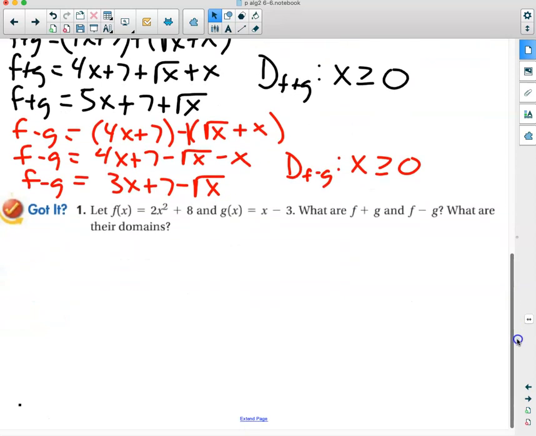So these, I'd like to hear more of you and less of me. And we've got let f of x equal 2x squared plus 8, g of x equal x minus 3. What's f plus g? F minus g. More importantly, how about domains? So that's where we start.